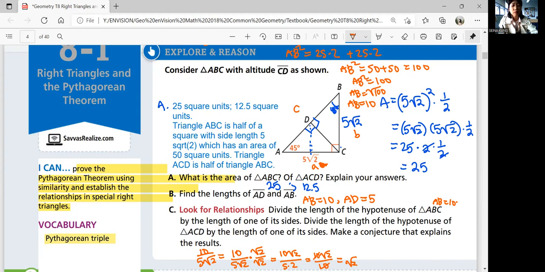Okay, what about divide the length of the hypotenuse of ACD? So hypotenuse is 5√2, right? 5√2 by the length of one of its sides. So AD we figured out is 5, right? So 5√2 divided by 5 is √2. So both times we get √2. If we divide length of the hypotenuse of a right triangle by the length of one of its sides, we should get √2. Does that always work with all the right triangles?